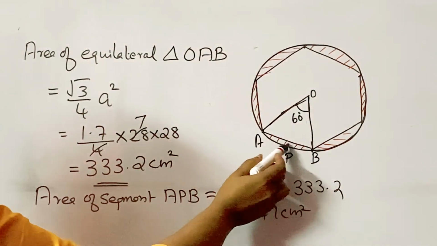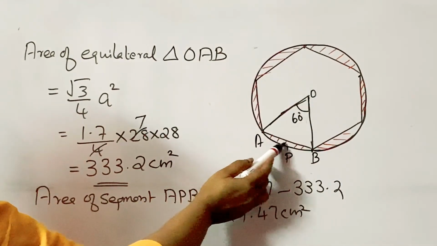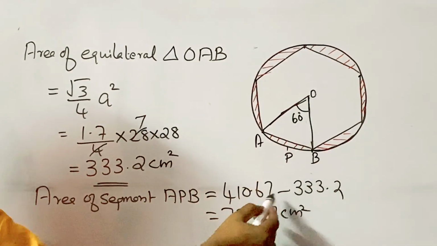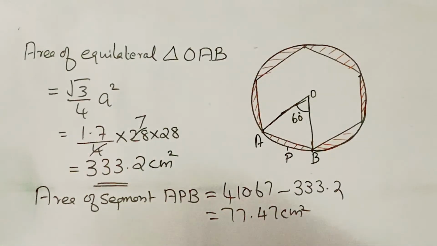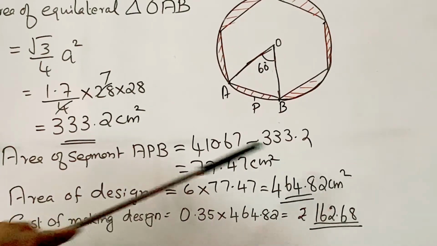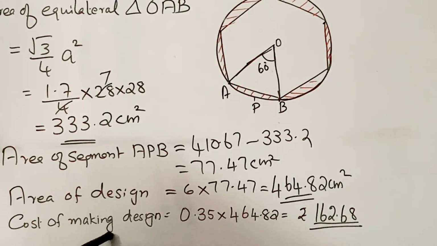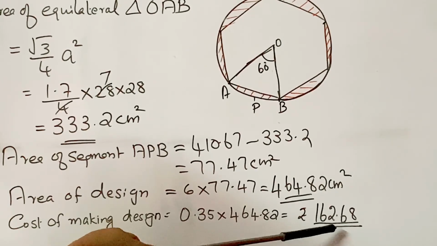We want to find out the area of the whole design. That means how many segments are here? 6 segments. So area of the design is equal to 6 into 77.47. That is 464.82. Look here, total area of the design is 464.82. Then cost of making the design is equal to 0.35 into 464.82. That is 162.68.